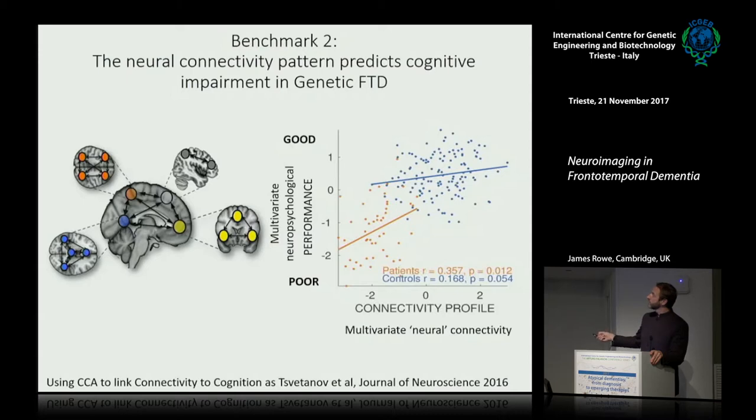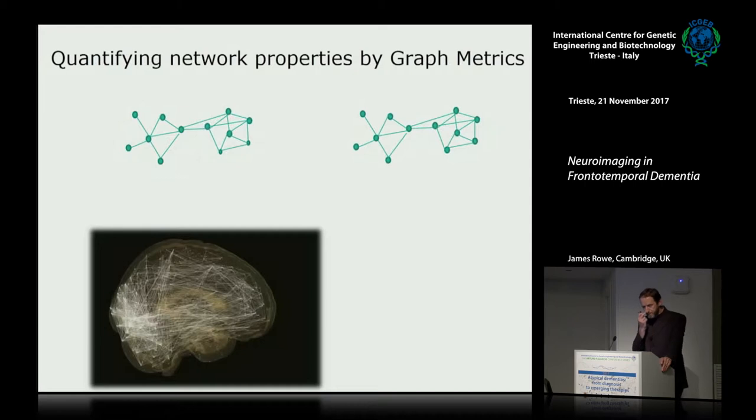And there's a strong linear relationship that becomes stronger in symptomatic patients. In other words, as you come into your symptomatic phase, you develop a strong relationship between how poorly connected your brain is becoming and your cognitive decline. That is present but weaker in healthy family members.